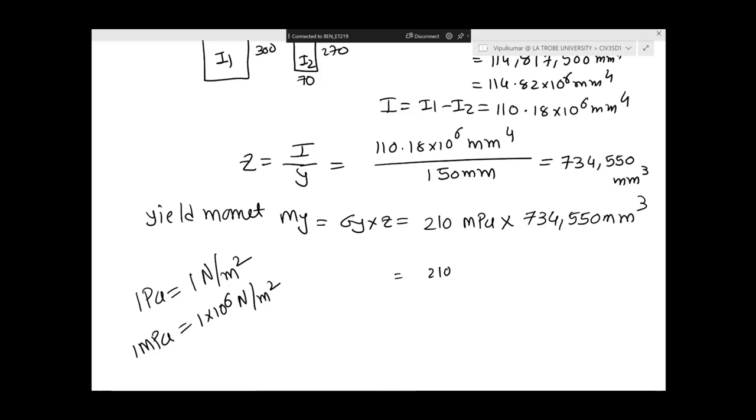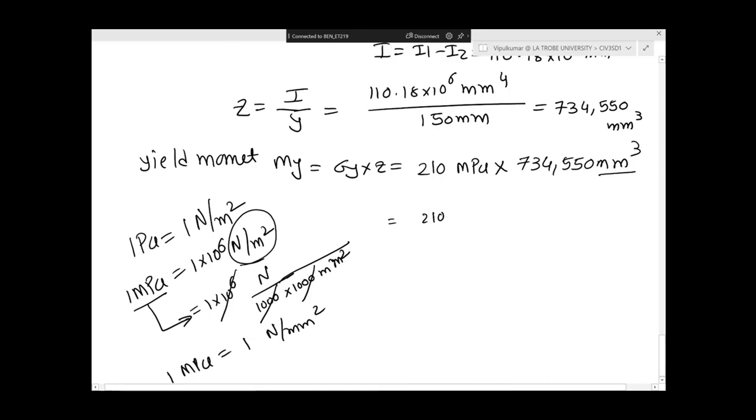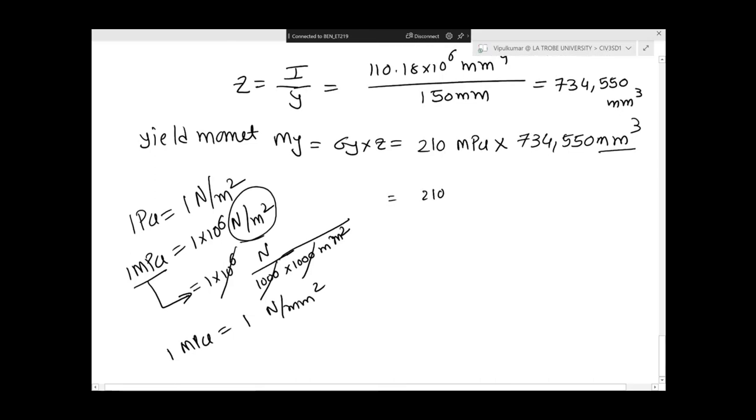Do you understand that? Now this guy is sitting in millimeters, so we can't take it into meters. Or we need to change these to meter cubed, vice versa, whatever you like. But we need consistency. So in this case, I want to change this one into millimeter square. Do you agree with that? 1 meter equals 1,000 millimeters, so 2 times 1,000. So 1 megapascal. Do you agree? You understand? Or kind of?